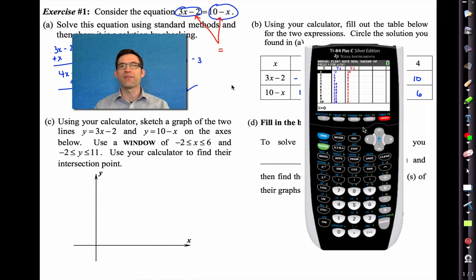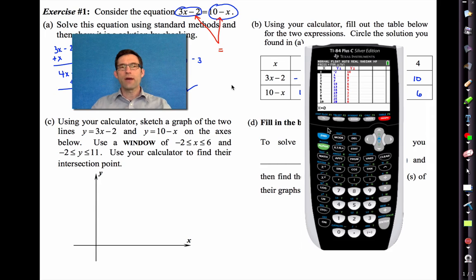And I'm sorry about the fact that I have to move the calculator all over the screen, but it takes up some room. So letter C says, using your calculator, sketch the graph of the two lines y equals 3x minus 2 and y equals 10 minus x on the axes below. Use a window and then use the calculator to find the intersection point. So let's walk through this.